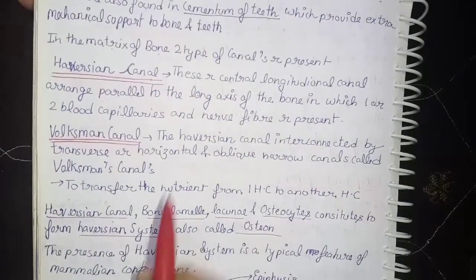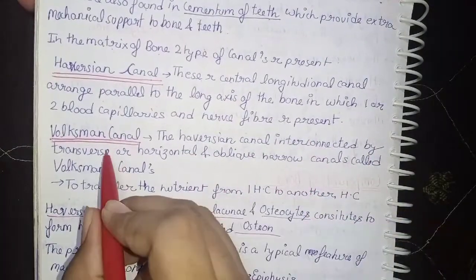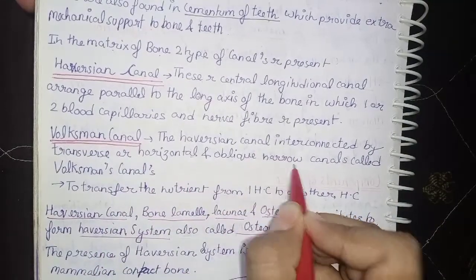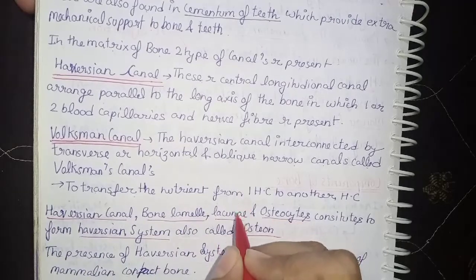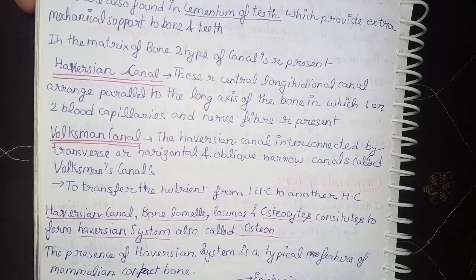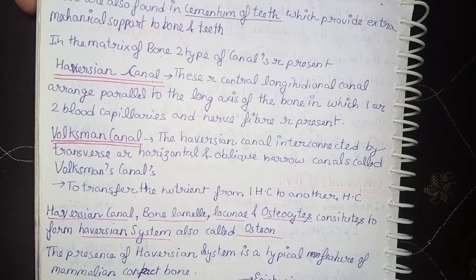Volkmann's canal. The Haversian canals are interconnected by transverse or horizontal and oblique narrow canals called Volkmann's canals, to transfer the nutrient from one Haversian canal to another Haversian canal.